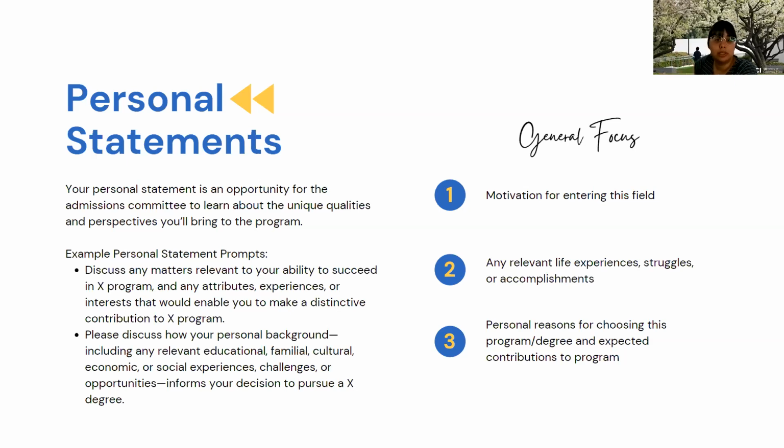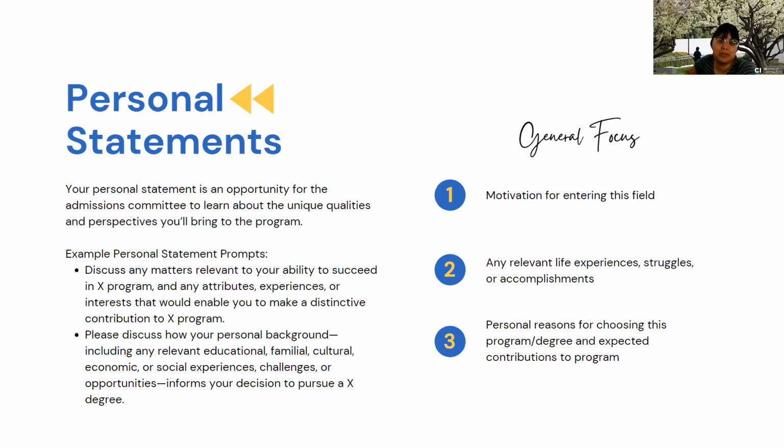I also went ahead and included two example prompts. I actually got these directly from two different graduate programs, so I'll go ahead and read those off. The first one is an example, of course, of a personal statement. Discuss any matters relevant to your ability to succeed in X program and any attributes, experiences, or interests that would enable you to make a distinctive contribution to X program. The second, please discuss how your personal background, including any relevant educational, familial, cultural, economic, or social experiences, challenges, or opportunities, informs your decision to pursue X degree. Those are a mouthful, right?